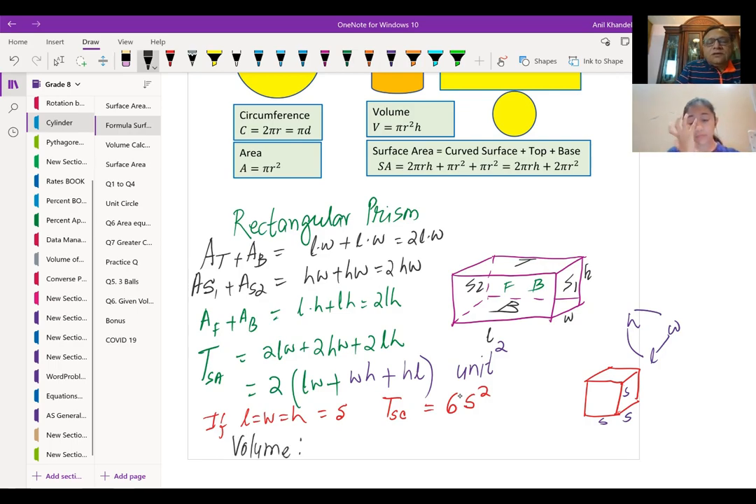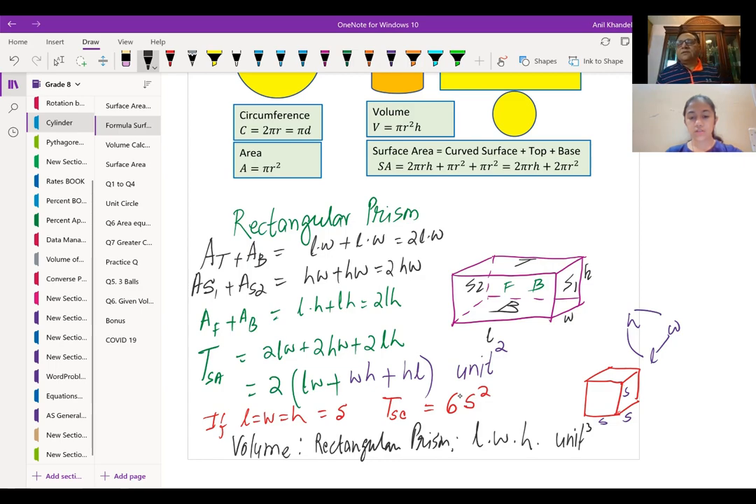So the volume of a rectangular prism is what? Length into width into height. The volume or capacity for a rectangular prism is this. You can note down these formulae. Basically you only have to remember two formulae: the total surface area is twice the area of each surface, and volume is length into width into height.